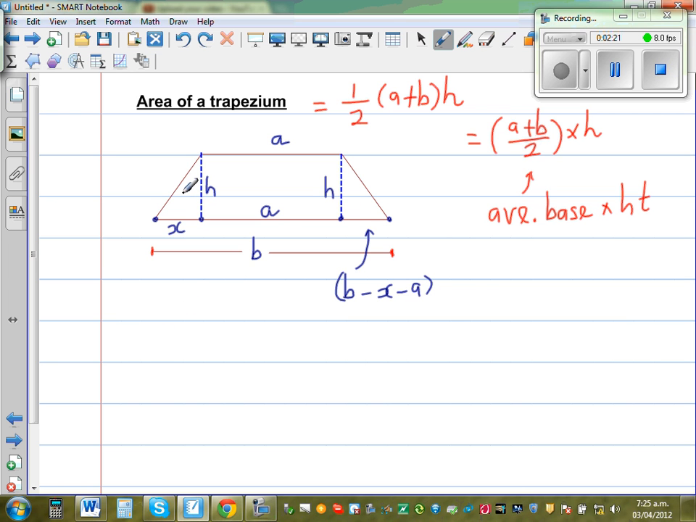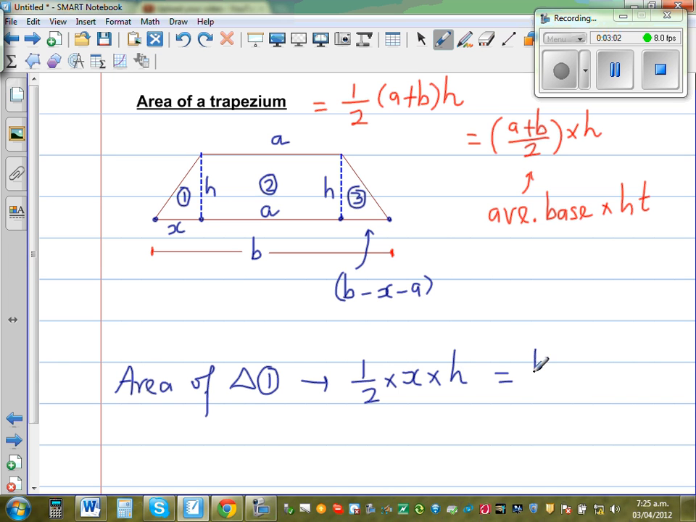So let me call this triangle 1, this shape I'll call 2, and this is 3. So can I say the area of triangle 1 would be, area of a triangle is half times base times height. So it is half times base x, and your height is h. So this is nothing but half hx.